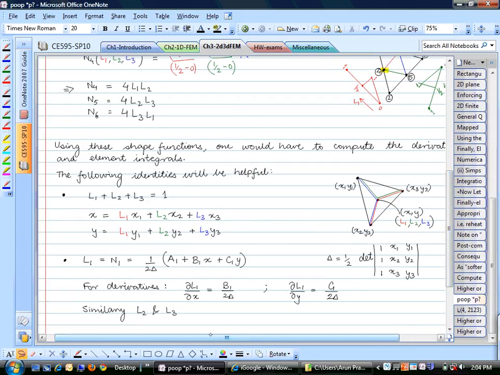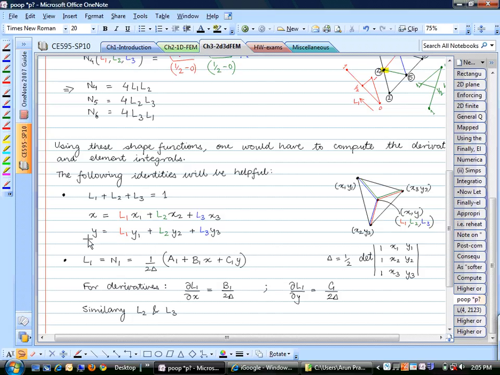So once we know the shape functions, we need to calculate their derivatives. We need to plug that into our weak form. So in order to plug that into the weak form, we also have to calculate these derivatives, and some of these identities are helpful when you are dealing with that. We already have seen that the sum of L1, L2, L3 is 1, which comes straight from the area.